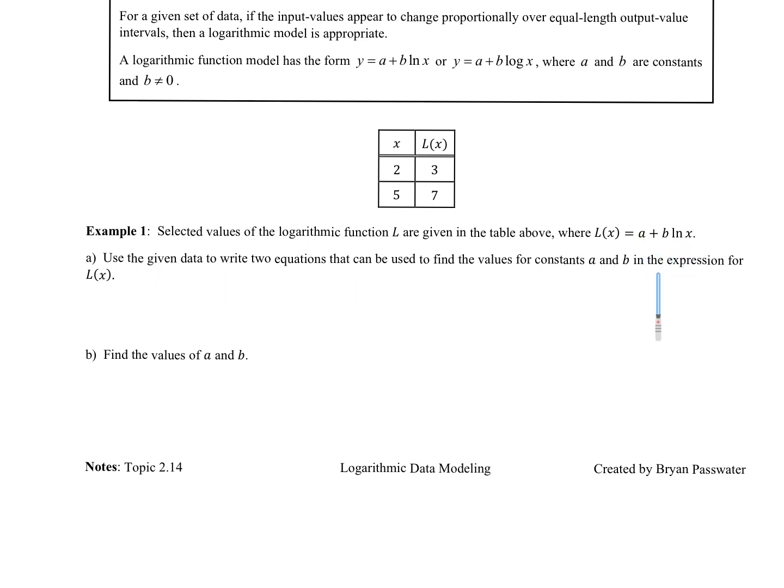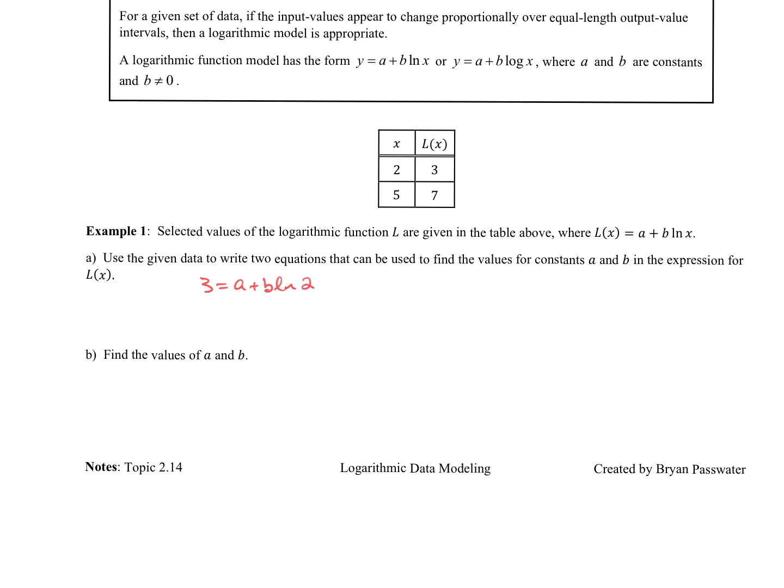And we're going to write two equations. So all I'm going to do is substitute these in. And so what's my output value for my first ordered pair? 3. So now I have 3 is equal to a plus b natural log of what? 2. Exactly. And so then I'm going to do it again.